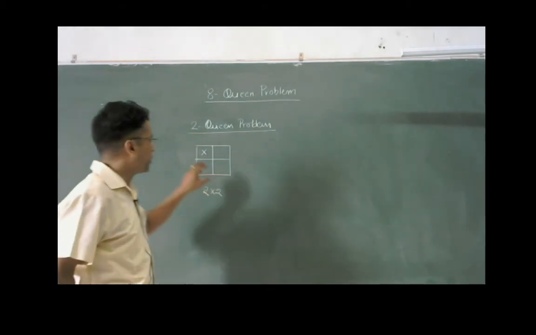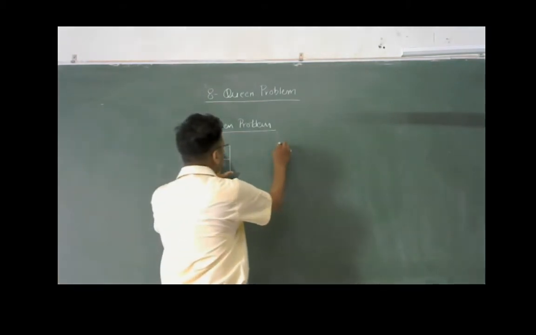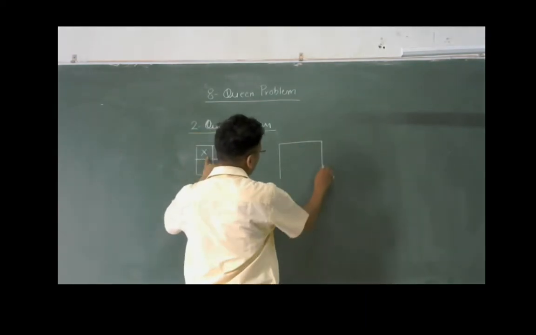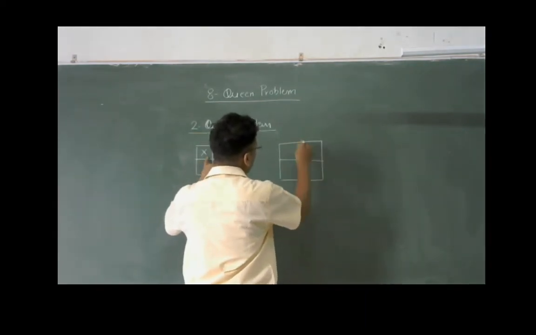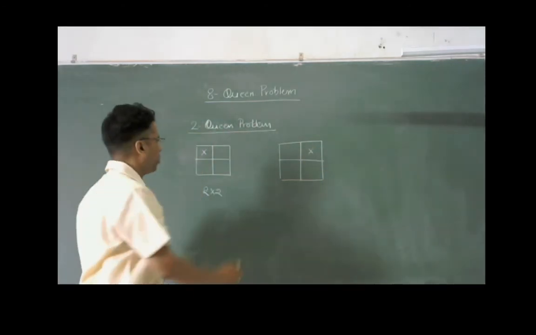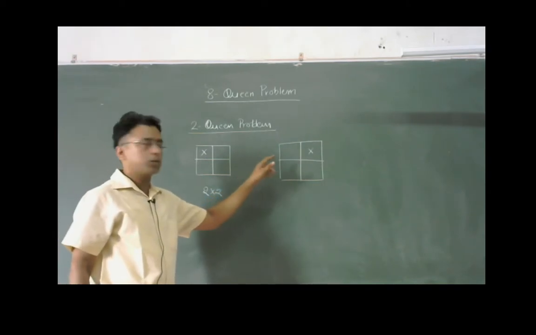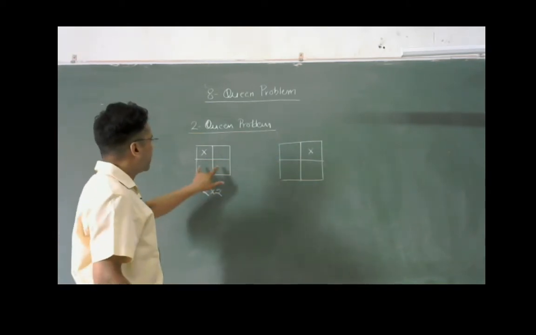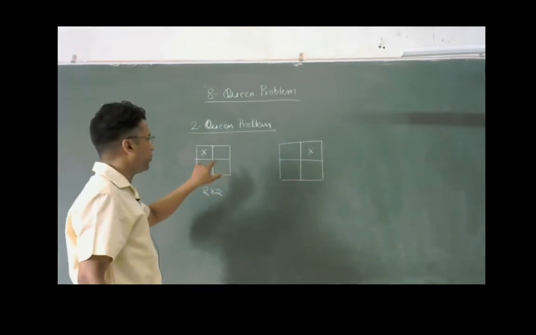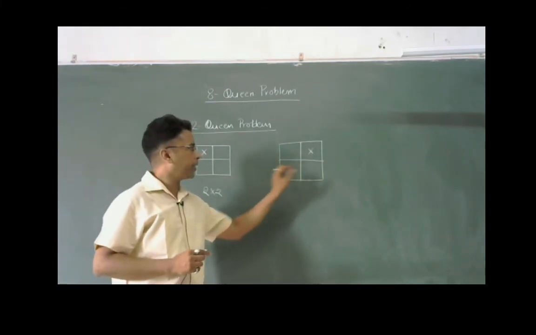Suppose we start with the first row, there are two possibilities. Either we can place the first queen at this position or this position, right? Option 1 or 2. We can place one queen. After this, we have to place the second queen in the second row.